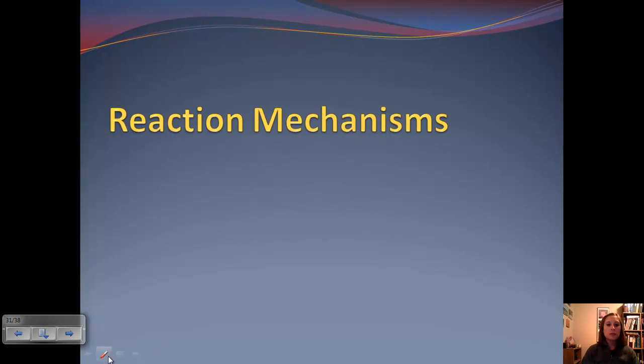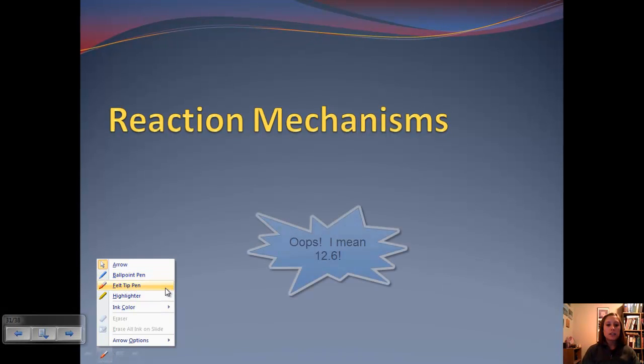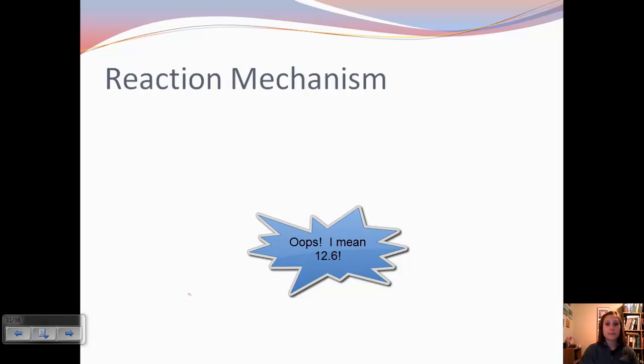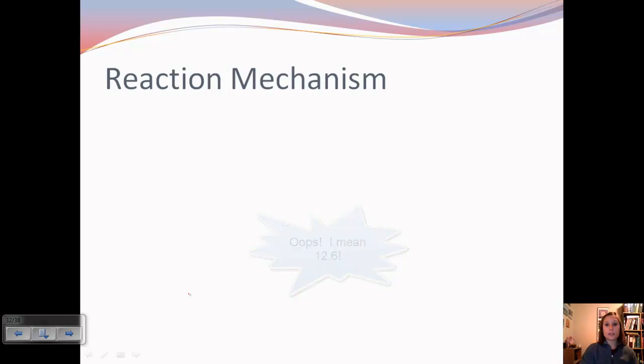Alright, hello everybody. We're going to discuss section 10.6, which involves reaction mechanisms. So let's talk about what a reaction mechanism is. Well, it's basically a series of steps.